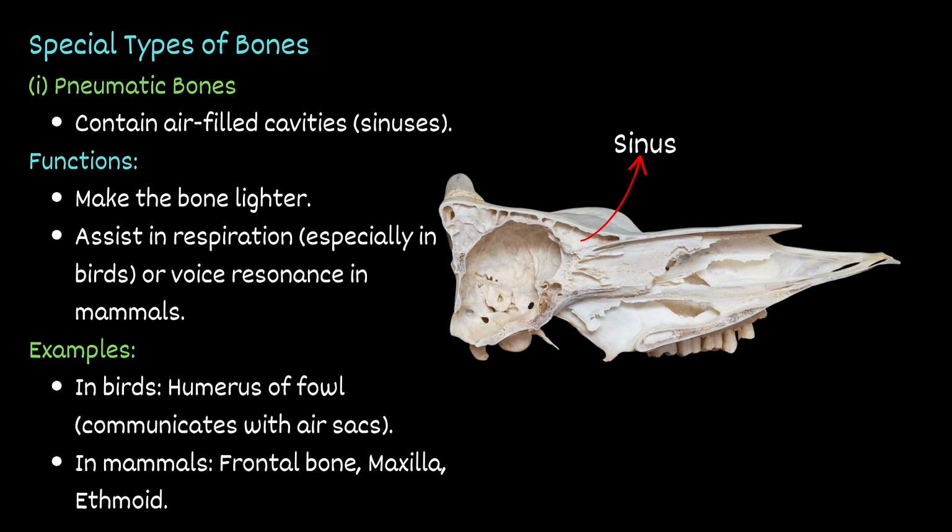They contain air-filled cavities called sinuses. They make the bone lighter. They assist in respiration in the case of poultry birds, or voice resonance in the case of mammals. Example: in birds, the humerus of fowl communicates with the air sacs. In mammals, you will find sinuses in the frontal bone, maxillary bone, ethmoid bones.